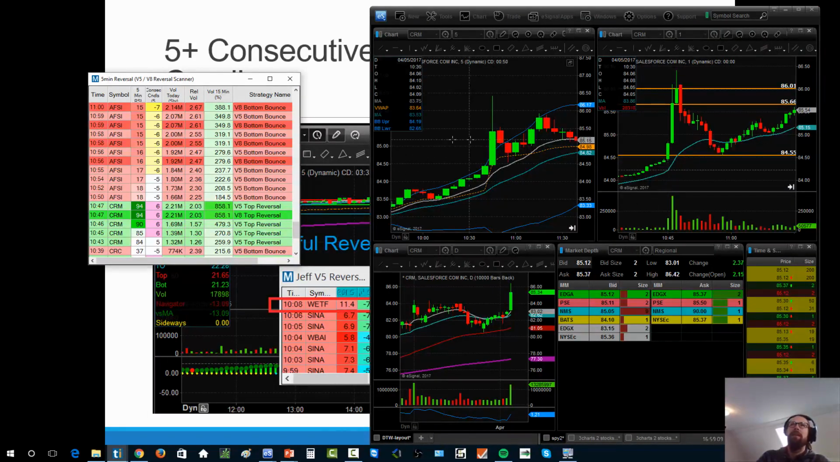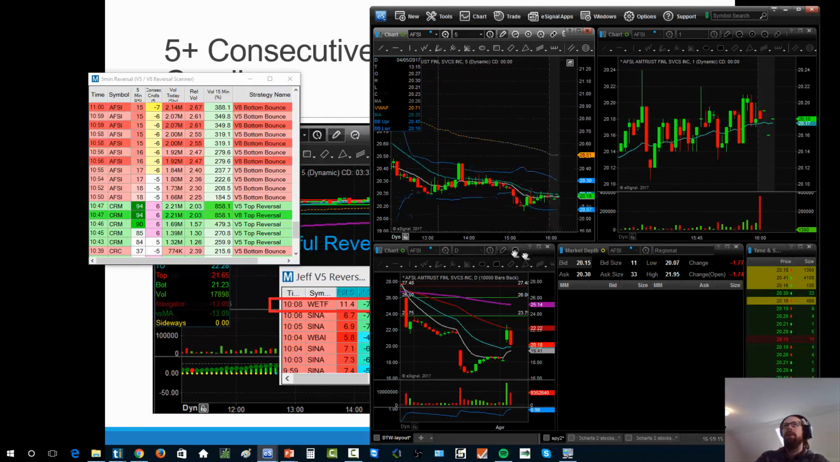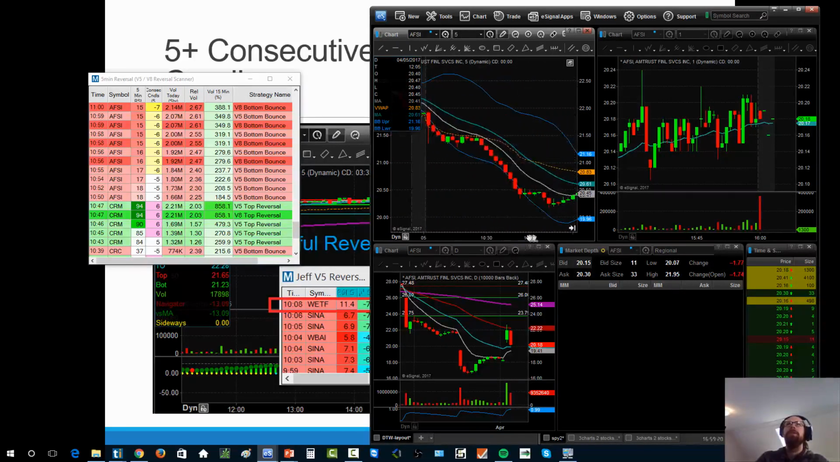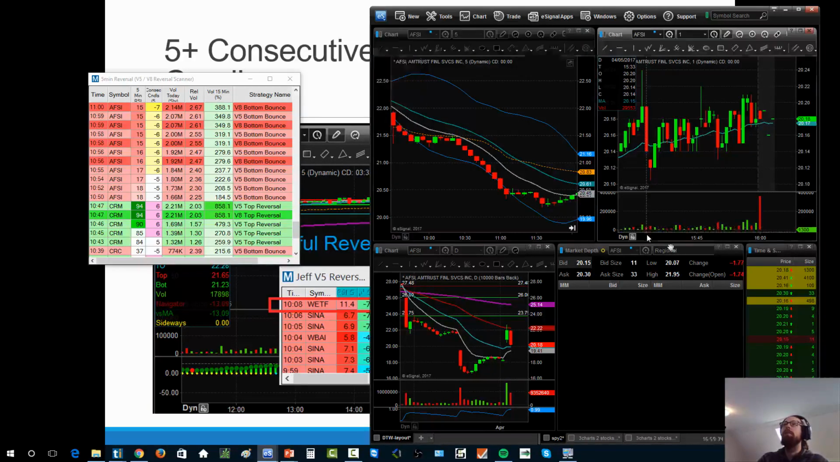Let's look at this one, AFSI. So this had 7 consecutive red candles. The volume on it was 2.5 million shares. But this one did a bear flag. We sold off 2, 4, 6, 7, 8. We never made a new high. Or if we did, we actually did make a new high by 1 penny.